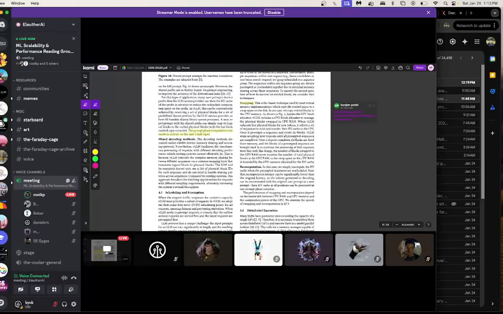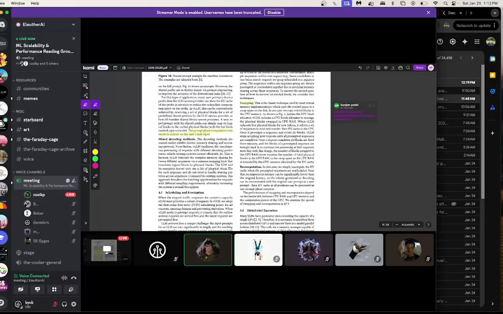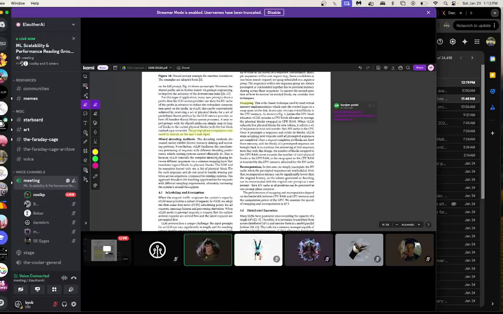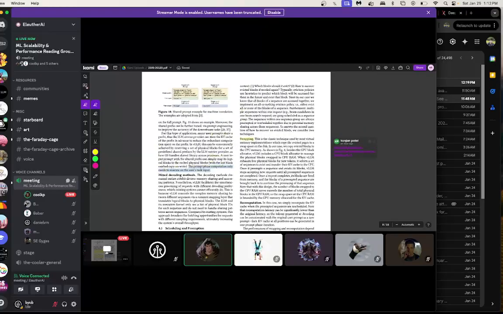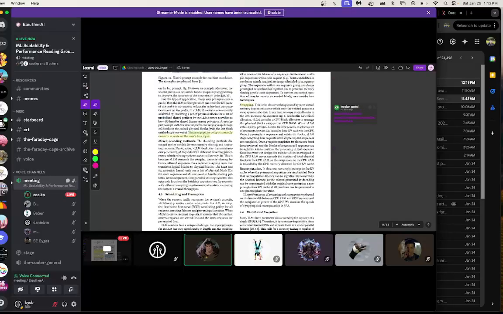Mixed decoding methods. vLLM facilitates simultaneously processing requests with different decoding preferences, which existing systems cannot efficiently do. This is because vLLM conceals the complex memory sharing between different sequences via a common mapping layer that translates logical blocks to physical blocks. So with the decoding methods that we just saw, there are request batches that have different decoding methods within them.